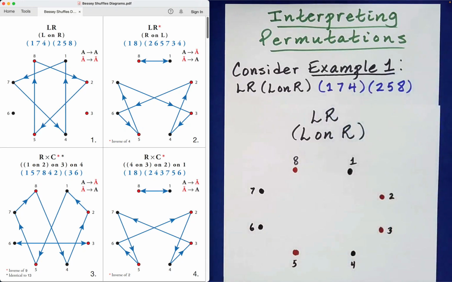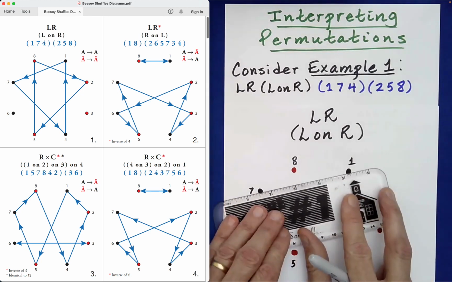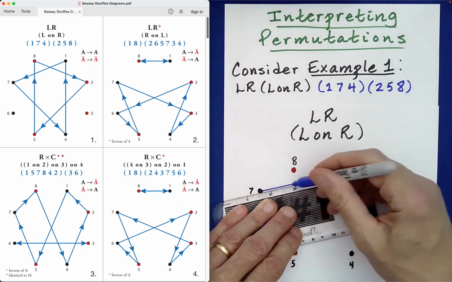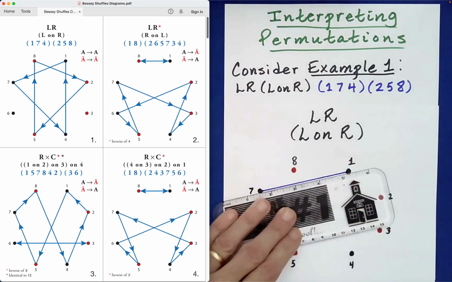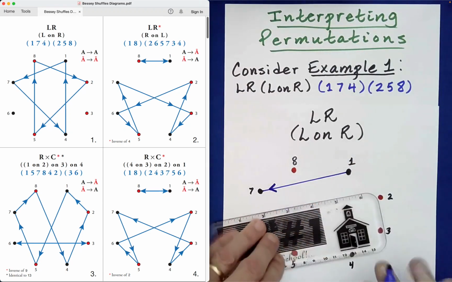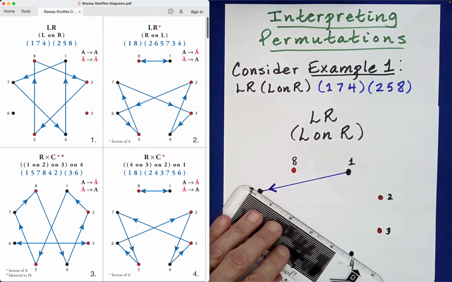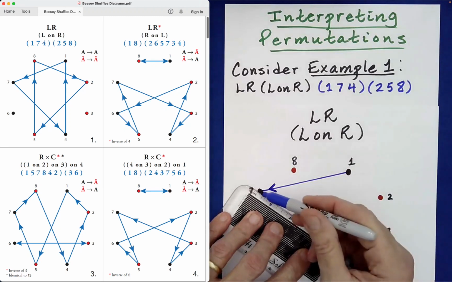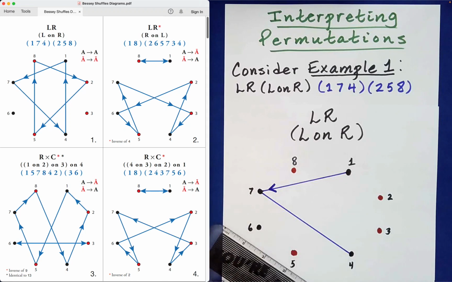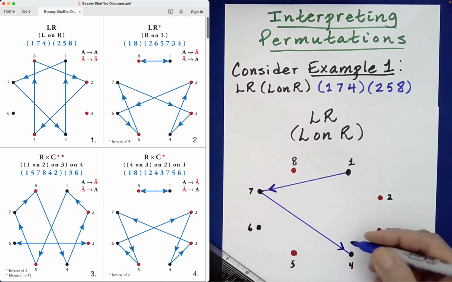So 1 gets sent to 7. Okay, so what you do here is you start at 1, 1's right there, and you draw an arrow from 1 to 7. And the direction is as follows. We're going from 1 to 7. So 1 to 7, 7 to 4. And in just a moment, I'll give you some additional ways of interpreting this, 7 goes to 4. What does that really mean? Okay, so we'll give you some practical ways to make sense of that statement.